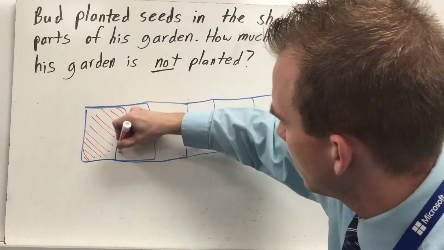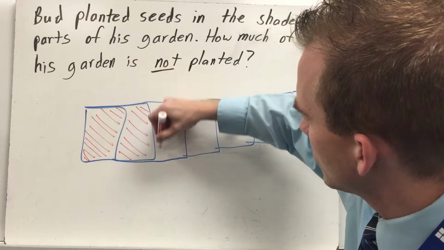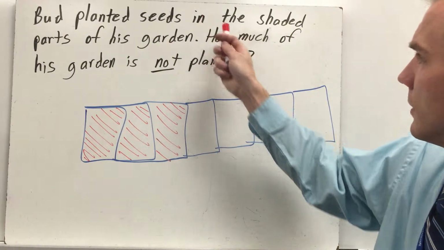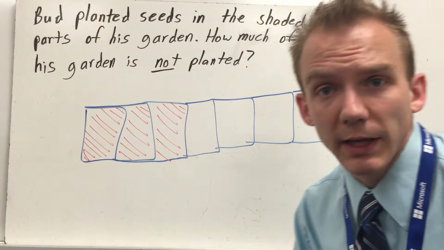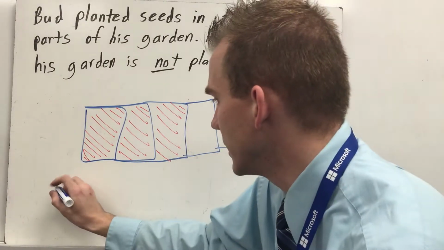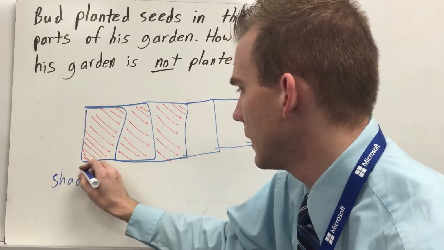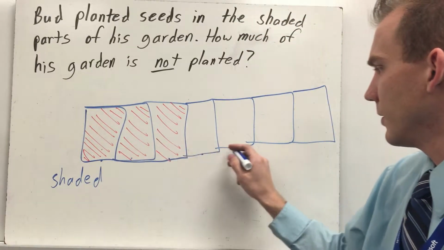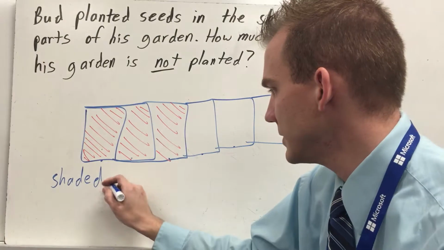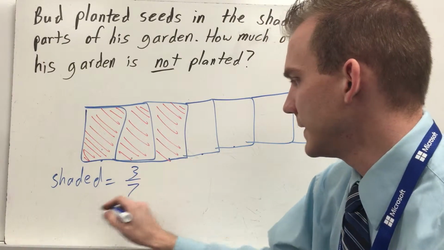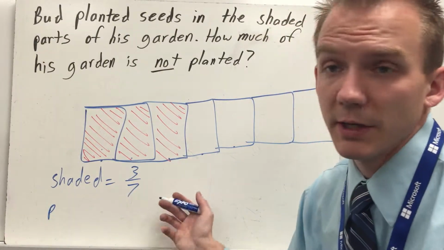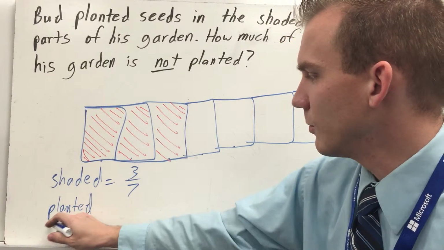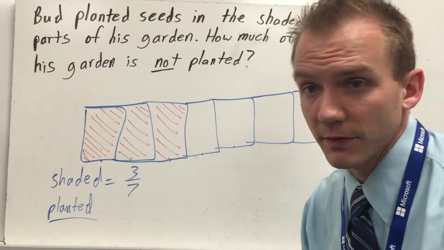1, 2, 3. Now, the shaded part of the garden is the part that's planted. So shaded would be 1, 2, 3 out of 1, 2, 3, 4, 5, 6, 7. So your numerator is 3, which is your planted, and your denominator is 7. So planted is 3/7 of the garden.